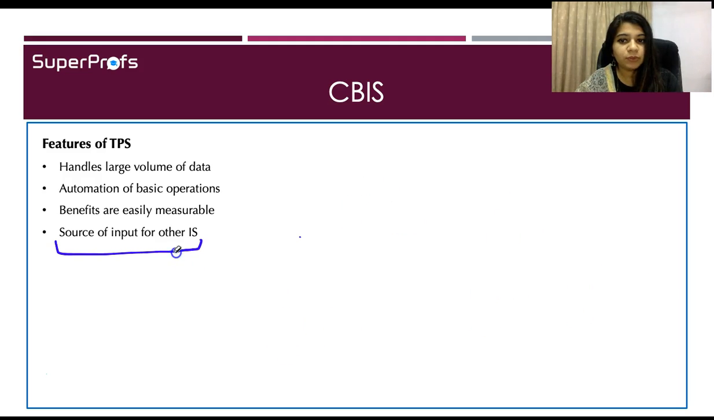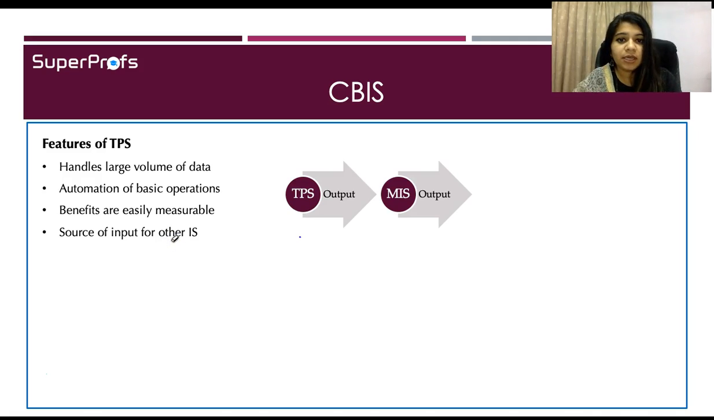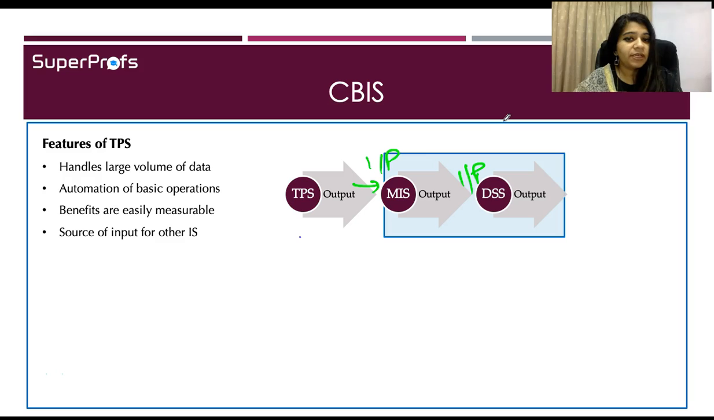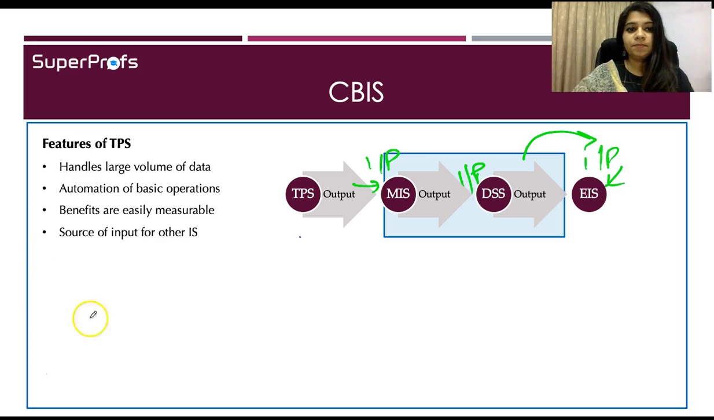So the simplest way to represent this is: the output of TPS is used as input in MIS. The output of MIS is used as input in DSS. And the output of DSS and MIS combined is utilized as the input for EIS. All right, that's it. Thank you.